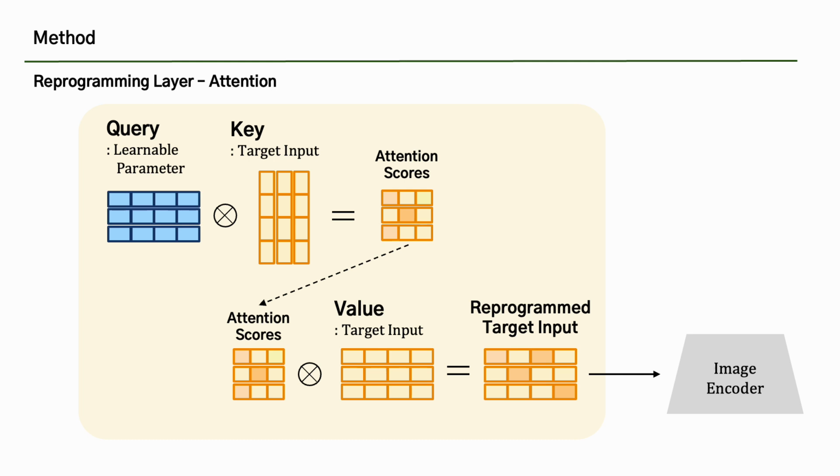Our reprogramming layer uses an attention mechanism matching OpenClip's ViT-based structure. The query is a learnable parameter matching the image encoder's input dimensions, while the key and value come from the target modality's tokens, allowing the model to learn relationships between the image and the target modality embeddings.